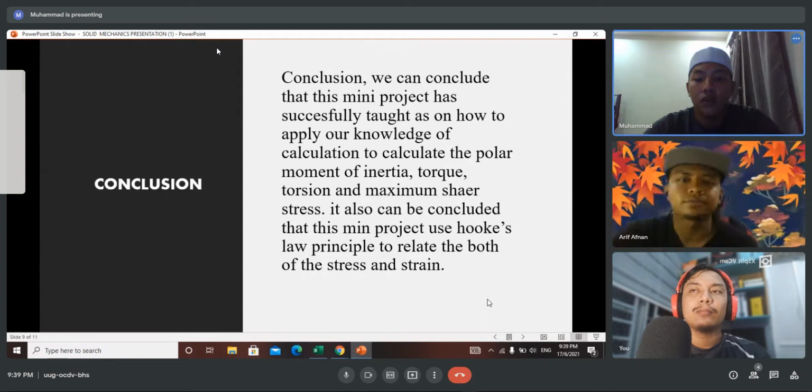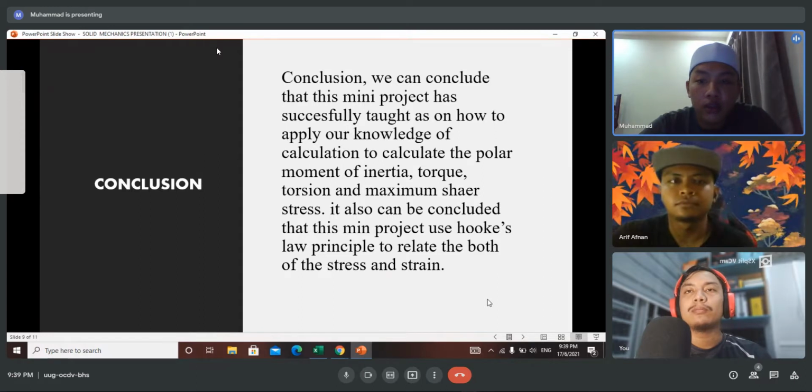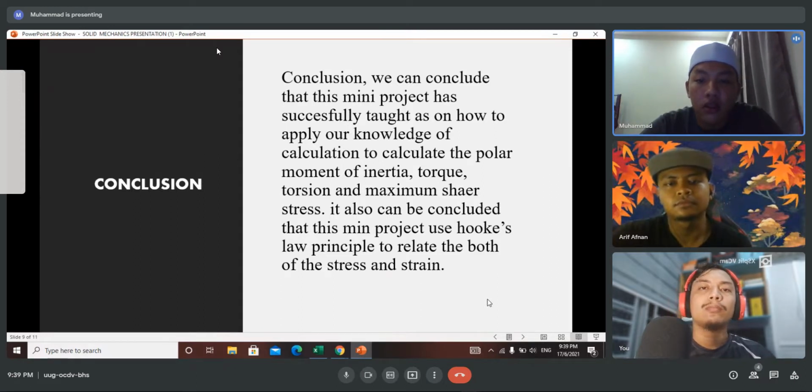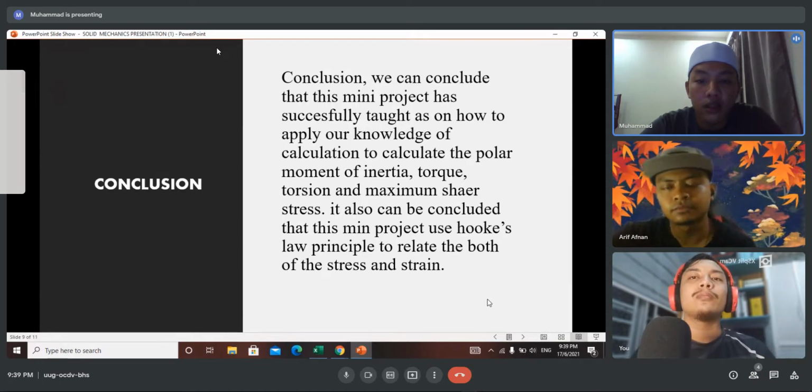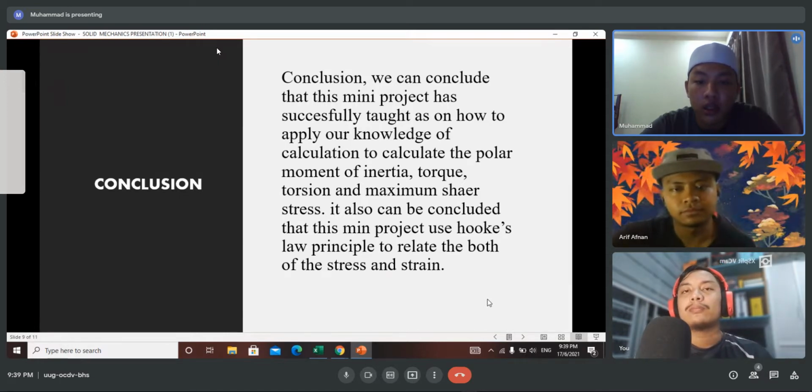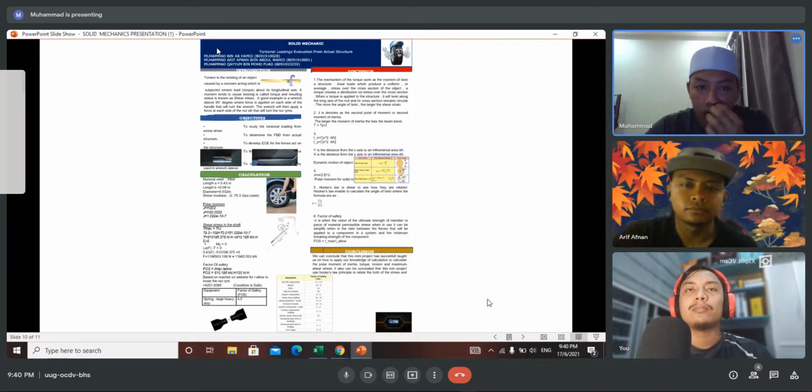Okay, for the conclusion, we can conclude that this mini project has successfully taught us how to apply our knowledge of calculation to calculate the polar moment of inertia, torque, torsion, and maximum shear stress. It can also be concluded that this mini project uses Hooke's law principle to relate both stress and strain. Okay, this is our group 10 poster.